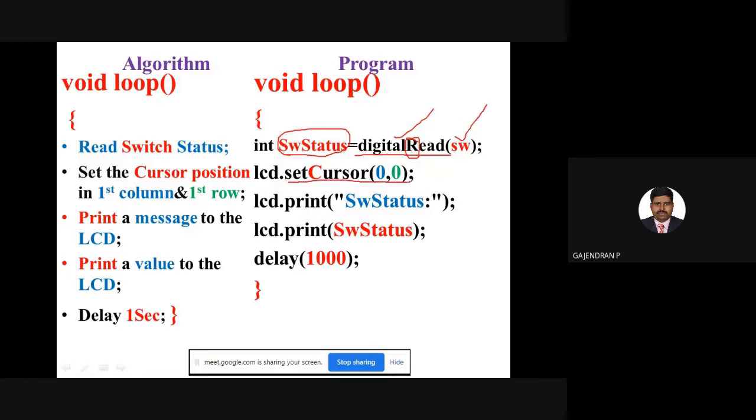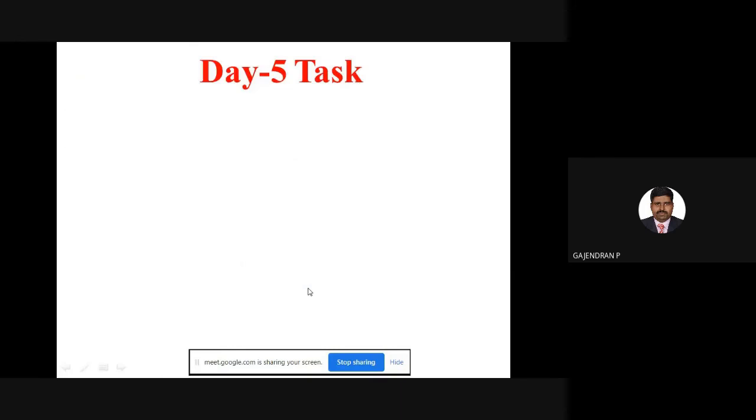Then set the cursor position and type this message first, followed by the value of the switch status. It may be 0 or 1. I hope you can understand this statement. I'm not simply going to type the switch status. I'm going to give the message, followed by the switch status, either 1 or 0. Then as usual, delay. Come to our exercise.